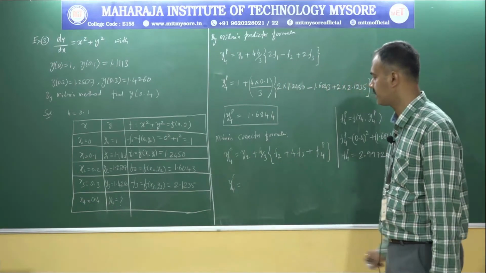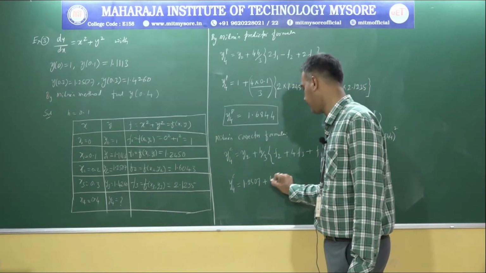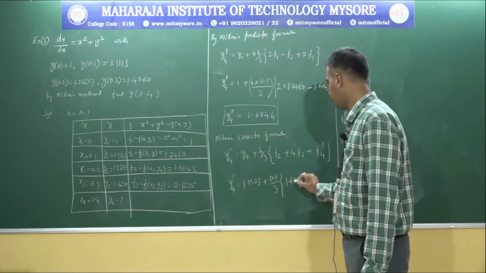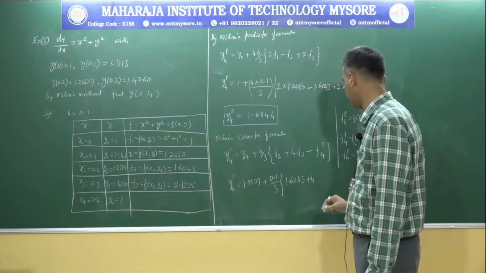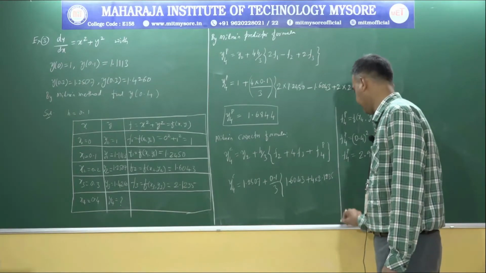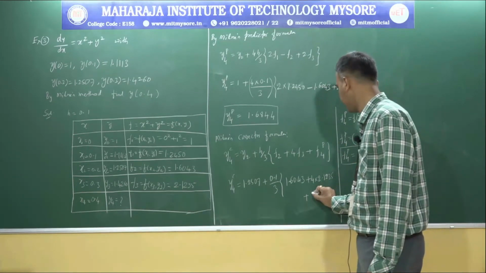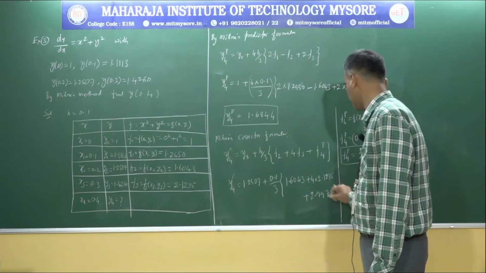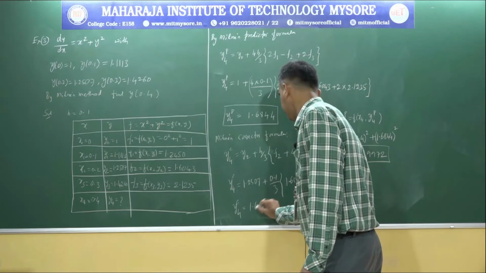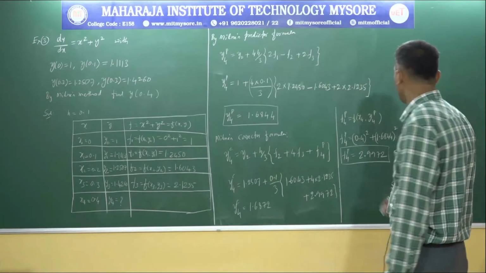y4c is equal to y2, which is 1.2507, plus h value 0.1 by 3 times f2, 1.6043, plus 4 into the f3 value, 2.1235, plus f4p, the previous value, 2.9972. After the simplification, we get y4c is 1.6872.